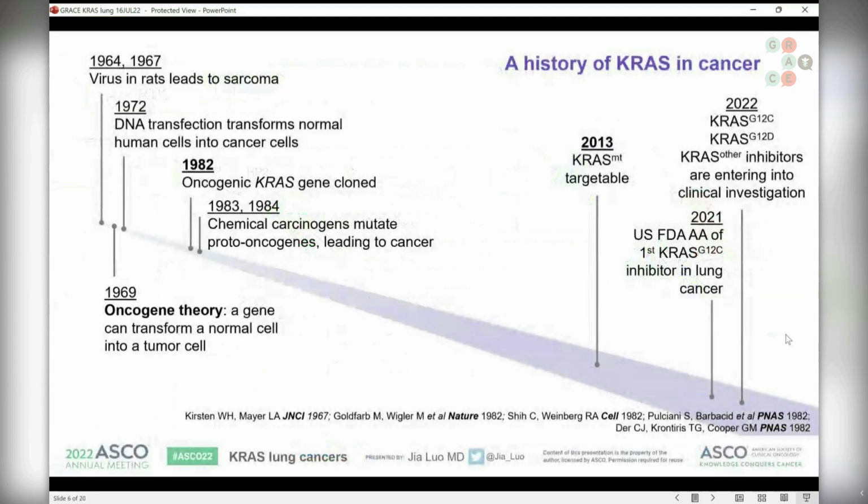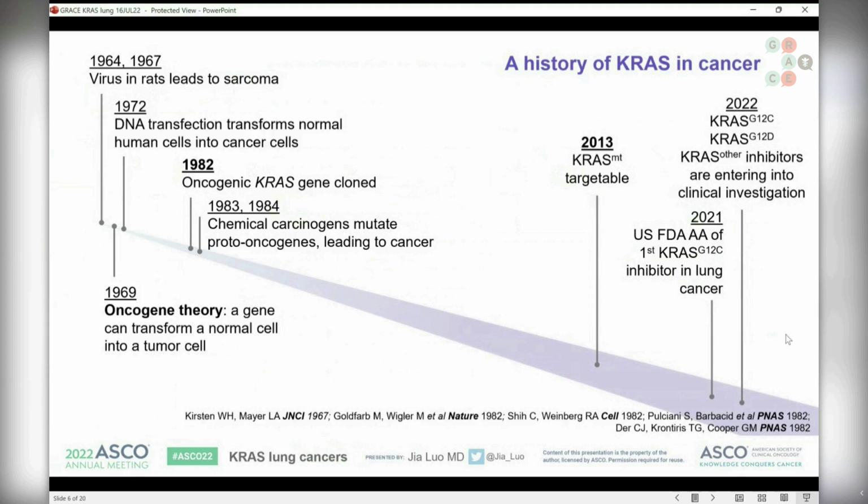So it turns out KRAS actually is one of the first cancer proteins that was discovered. So this was first identified back in the 1960s on the far left-hand side, where scientists realized that there was a virus in rats that led to sarcoma. And this led to the development of what's called the oncogene theory. So it's saying that a gene, just a single protein mutation, can turn a normal cell into a tumor cell. And then KRAS was one of the first oncogenes that was cloned. So we learned more about the sequence of KRAS.